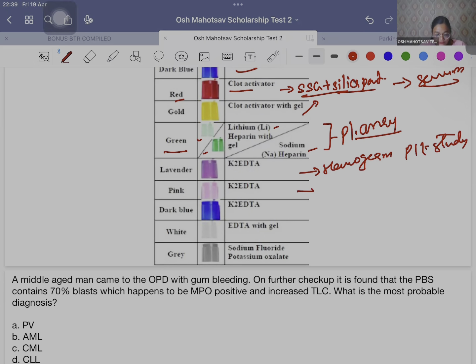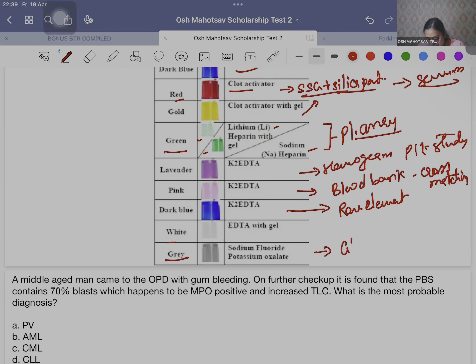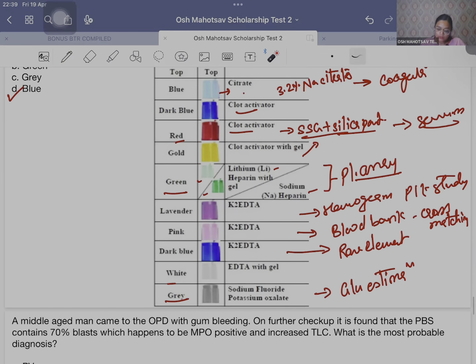The pink one we are using for the blood bank in the cross matching. This dark blue one also has K2 EDTA, and we are using it for rare elements like copper and all of such things. This white one is having EDTA gel, and the gray one is having sodium fluoride. So this is for the glucose estimation. Okay, so these are all our vacutainers. You just have to remember their additives and their use.